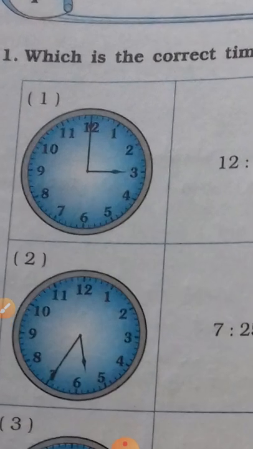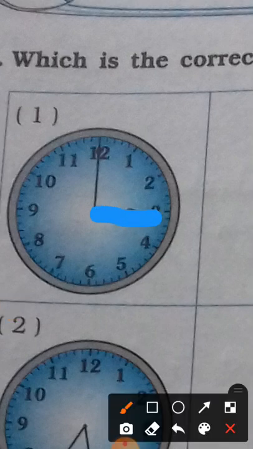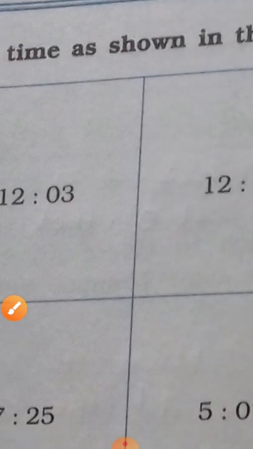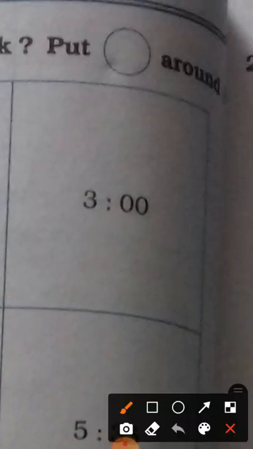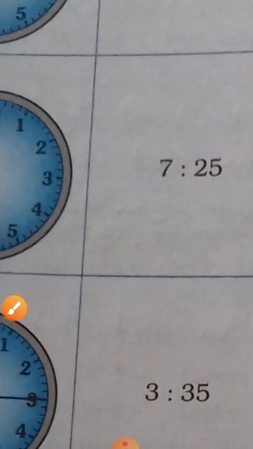See the first clock, what is the time? Here the hour hand is on 3 and the minute hand is on 12. So what time is it? Yes, it is 3 o'clock. So we have to put a circle on 3 o'clock. Then the second clock.